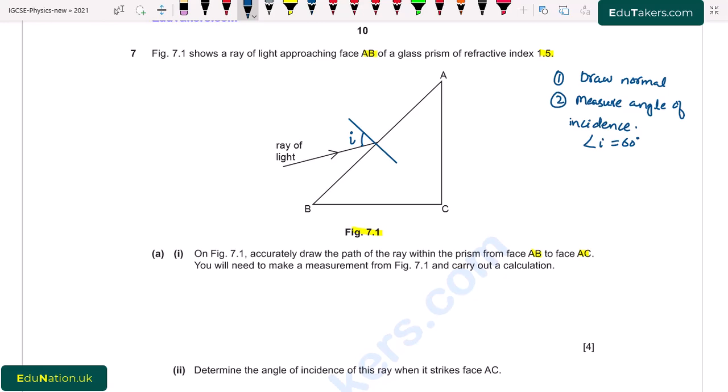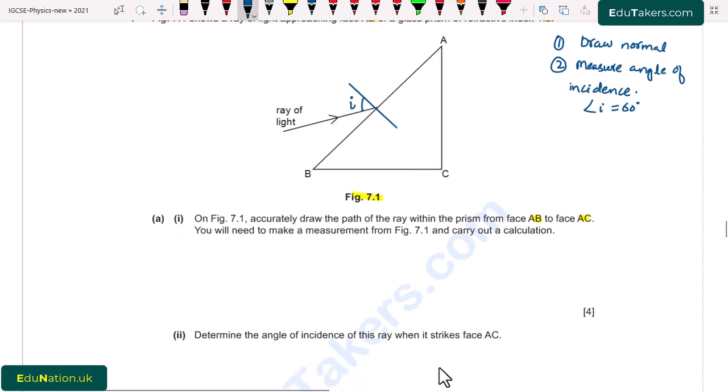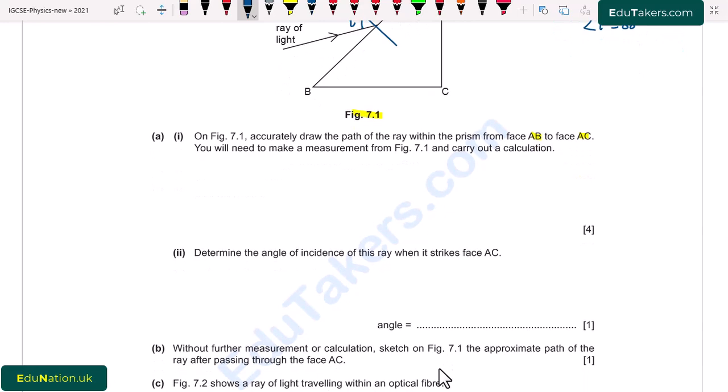Then we have to draw the path of this ray when it enters inside the prism, and for that we have to know the angle of refraction. According to Snell's law, refractive index n is equal to sine of angle of incidence over sine of angle of refraction. Here we have to find out the value of r. So I write it as sine of r will be equal to sine of i over n.